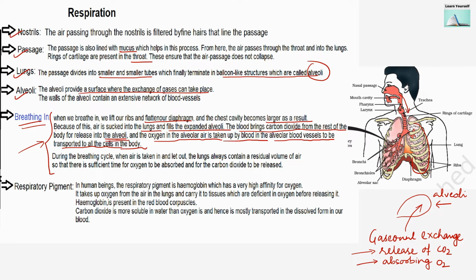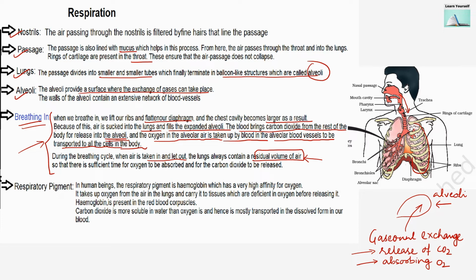During the breathing cycle, when air is taken in and let out, the lungs always contain a residual volume of air. Now the meaning of residual volume of air is that some buffer volume of air will always be there in the lungs, because gaseous exchange takes some time. That is, from the impure blood it will release carbon dioxide and it will again take up the oxygen. So that will take up some time.